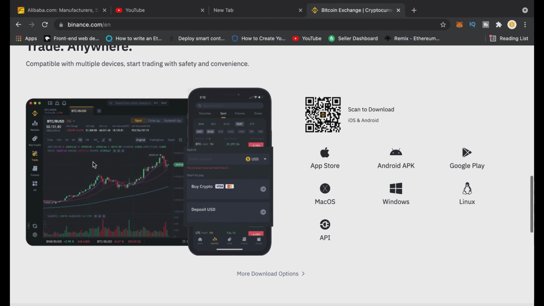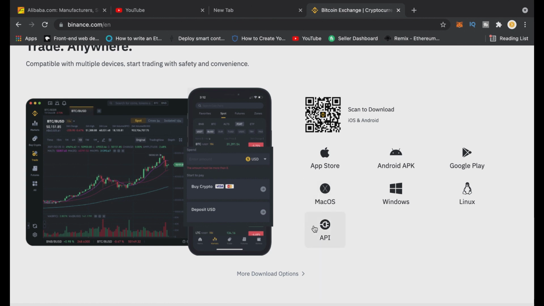So in this section, this is just like a glance of the Binance platform when it's on desktop, and this is the view when it's on mobile, right? So if you have an Android phone or iOS phone, just scan this directly and it takes you to either the Play Store or Apple Store where you'll be able to download this app, right? So here is just telling you that the app is on Apple Store. Here is just Mac OS and the API.